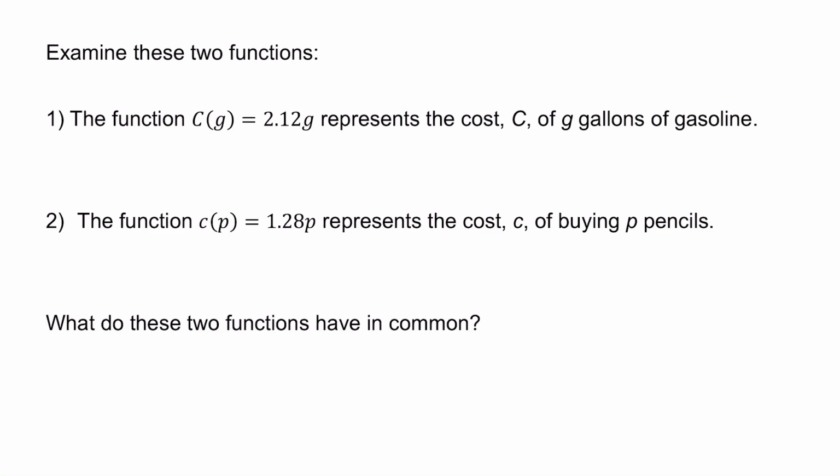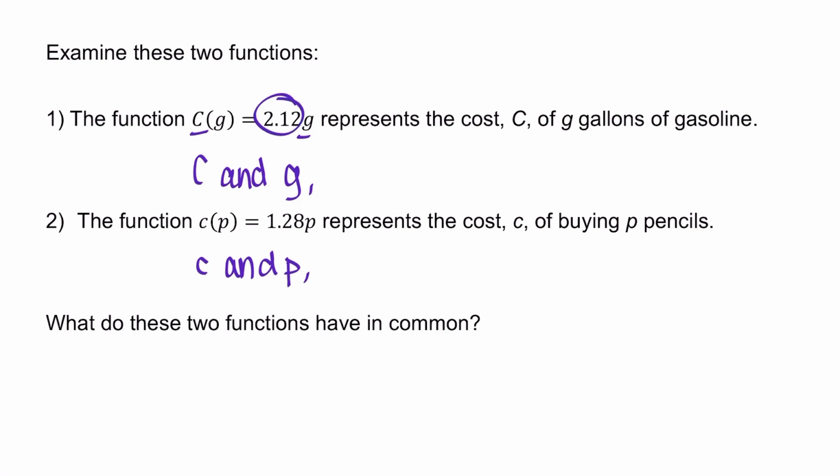The first function, C of g equals 2.12 g, represents the total cost C of g gallons of gasoline. The second function, C of p equals 1.28 p, represents the total cost C of buying p pencils. What do these two functions have in common? Well, let's look at these. In both functions, we have two variables, right? So here we have C and we have g, and then here we have C and p.